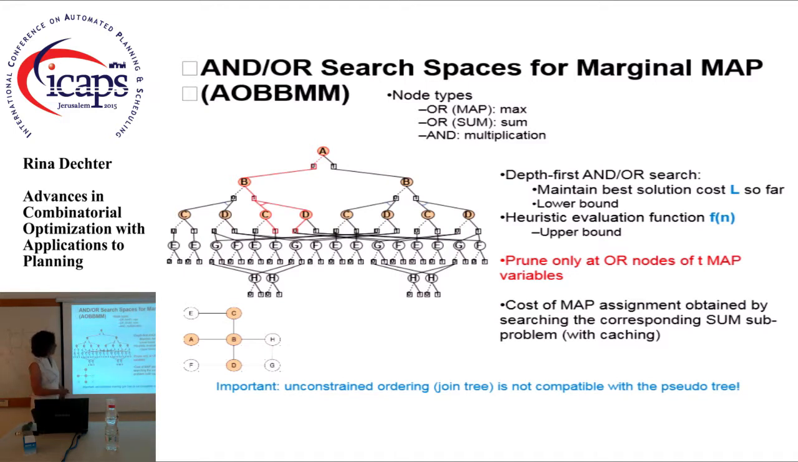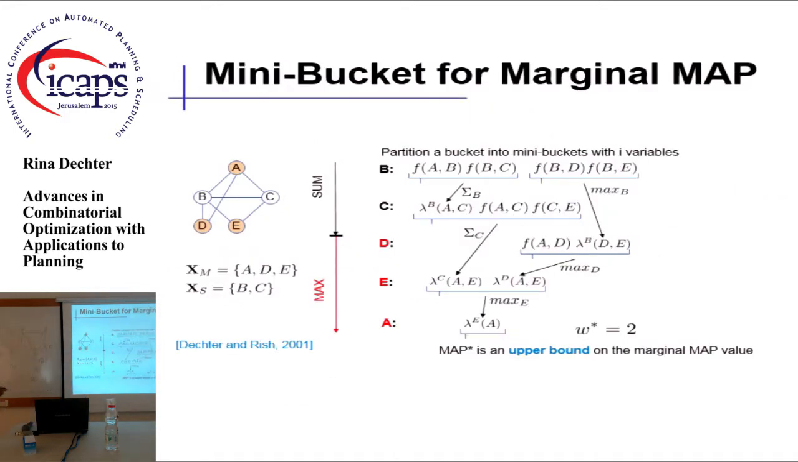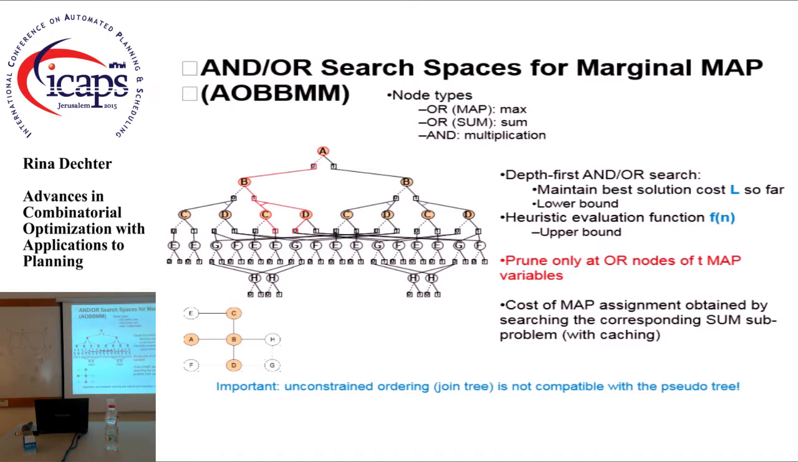So you can do the branch and bound, and you prune only at the nodes of the MAP variables. Optimization: the cost of a MAP assignment is obtained by searching the corresponding sub-problem with caching. So this is just the usual search of the whole space. We may have some pruning here, but if we go below, we have to search everything. And was the winning algorithm message-passing based?